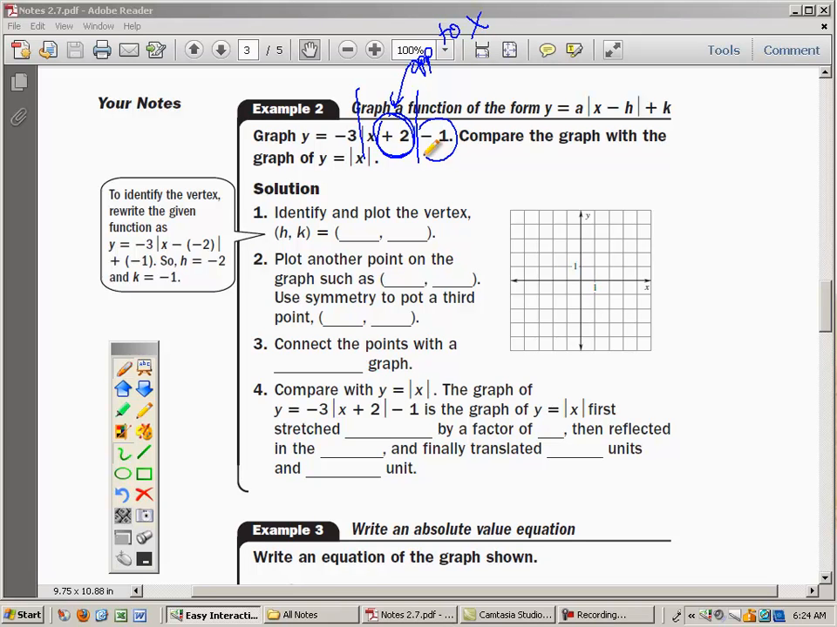The -1 on the end is simply going to affect the y value. And so this is going to move it vertically. This will be our vertical translation. And then the leading coefficient is our stretch and or reflection. I'm just going to put stretch and or reflect. And we only reflect if that number is negative, which it is in this case.